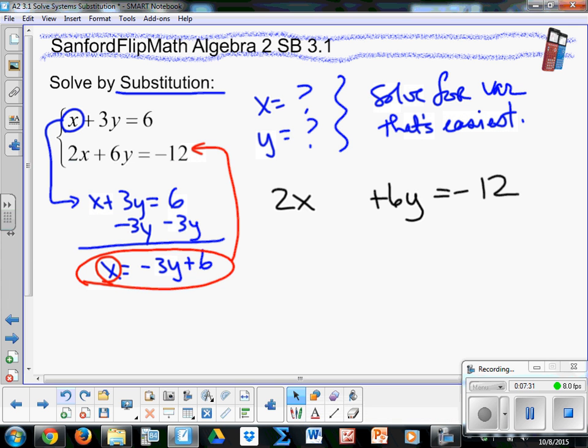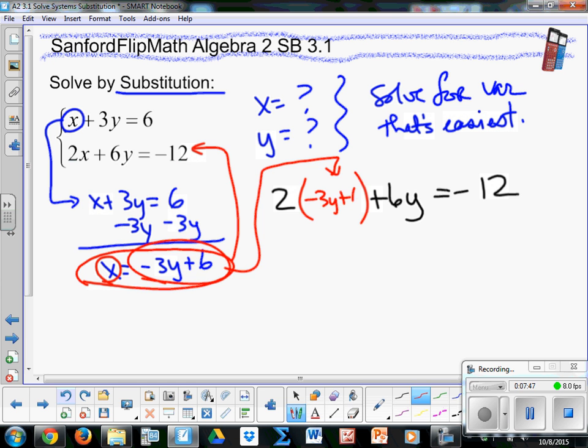Now again, I'm leaving a lot of space because I want you to see what I'm going to do is, right where that x is, I'm going to replace it with something that's the same as x. This is the same as x. So this becomes negative 6y plus 12 plus 6y equals negative 12. So, well, isn't this interesting?